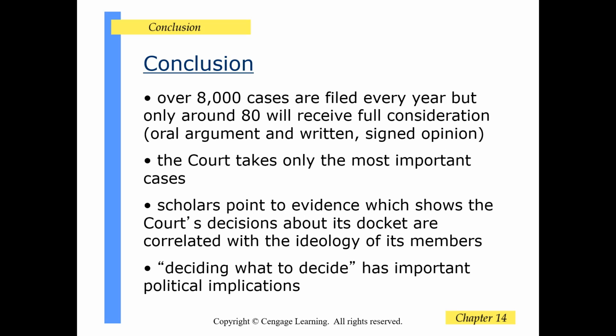In conclusion, over 8,000 cases are filed every year, but only around 80 will receive full consideration. That's a 1% acceptance rate and a 99% rejection rate. The court takes only the most important cases in any given term. Scholars have pointed to evidence which shows that the court's decisions about its docket are correlated with the ideology of its members, and deciding what to decide has important political implications in our republic.